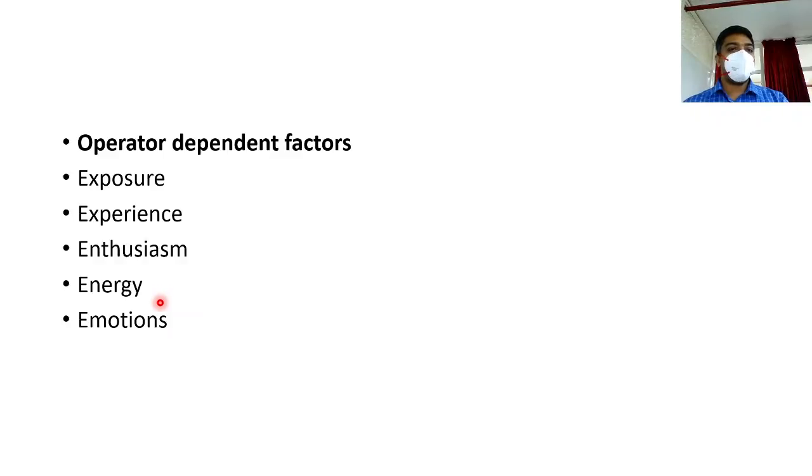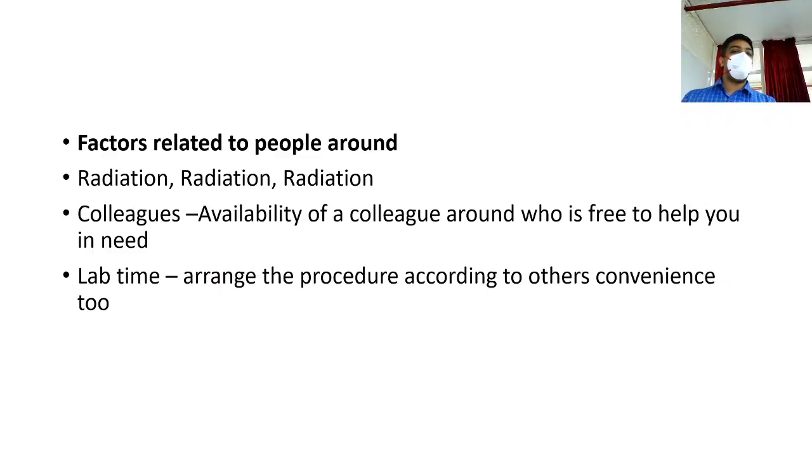Then emotions, then factors related to the people around. Radiation is very important. Then colleagues, that is, the availability of a colleague around who is free to help you when needed. If you are not able to wire the CTO lesion, you may need someone to help you at that time. Then lab time. CTO is a time-taking process, so amongst the other regular cases, we have to make time for the CTO procedure, according to others' convenience.